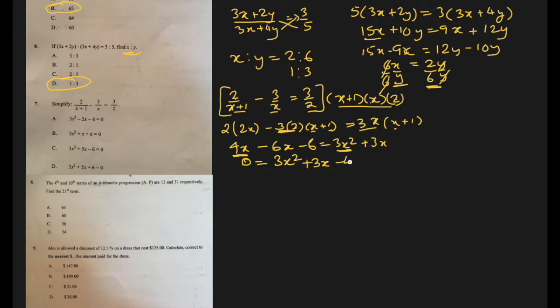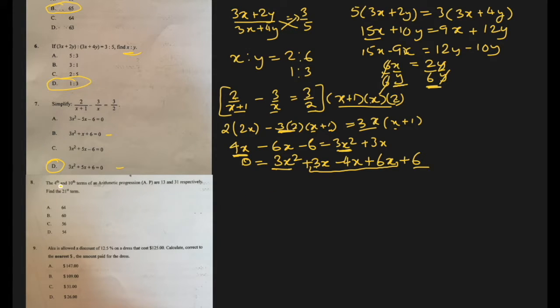This 4x becomes minus 4x. Minus 6x becomes positive 6x, and minus 6 becomes positive 6. So 3x squared is in every one. 6 plus 6 is between B and D. Now we'll see what the middle term gives us. So 3 minus 4 is minus 1, plus 6x will be 5x. So D is the one which will be the answer.